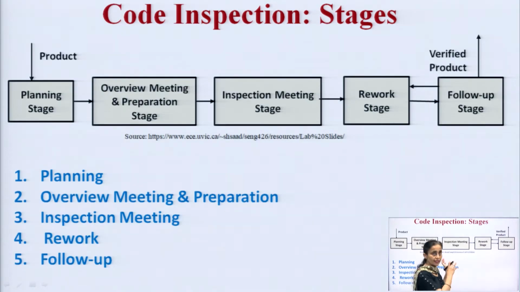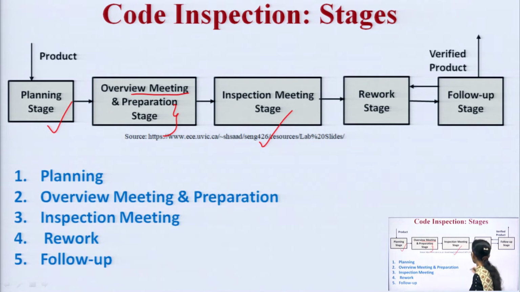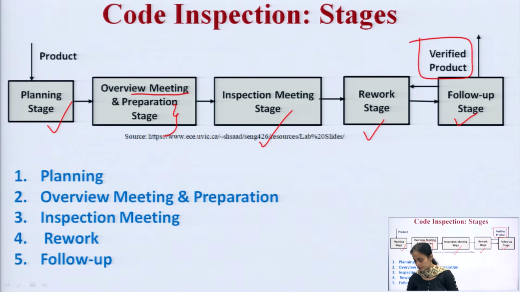Then these are the stages for doing this code inspection. There are 5 stages. The first stage is the planning stage, which tells how the product planning should go on. Then the second stage is the overview meeting and preparation stage. The third stage is to have the inspection meeting. The fourth stage is to do the rework, and the last stage is to do the follow up. If there is rework, then again take the follow up, and here is my verified product. Let us discuss these stages one by one.